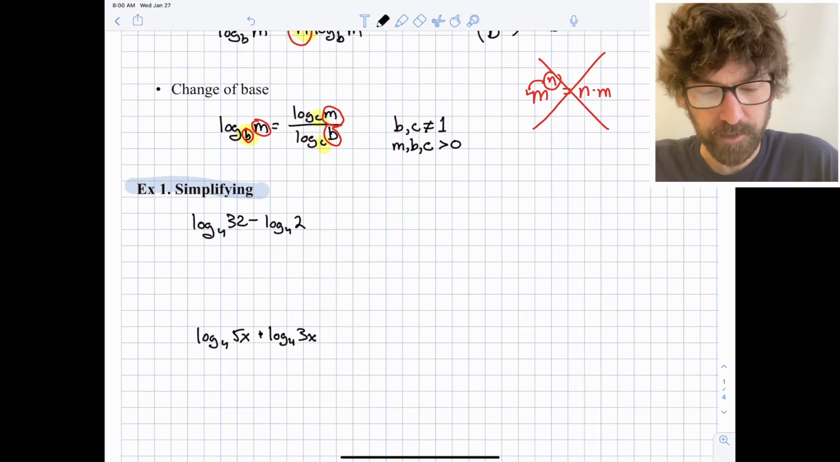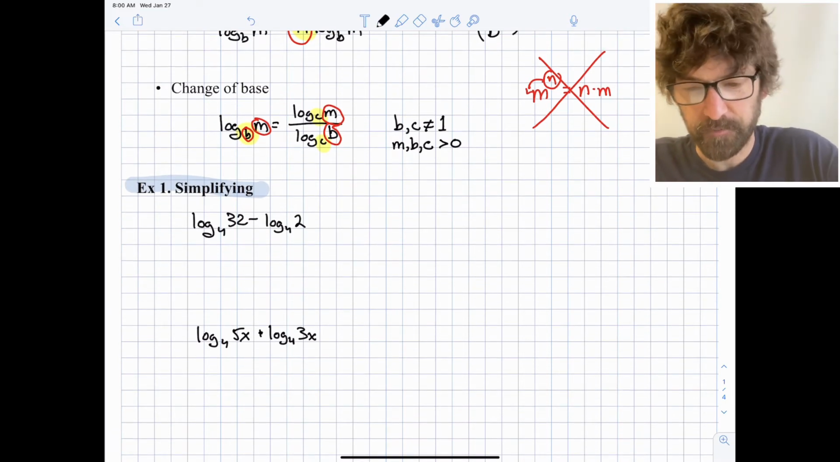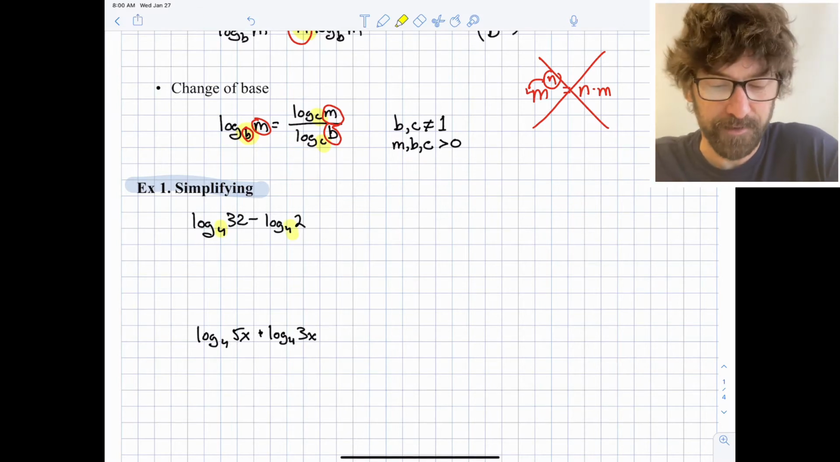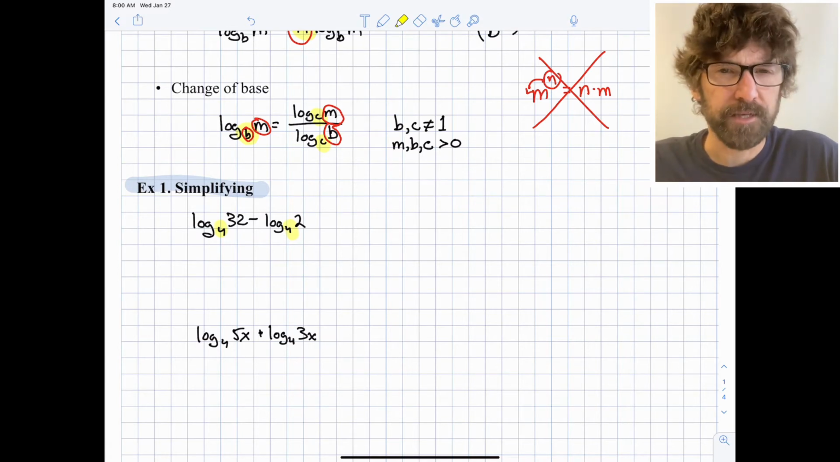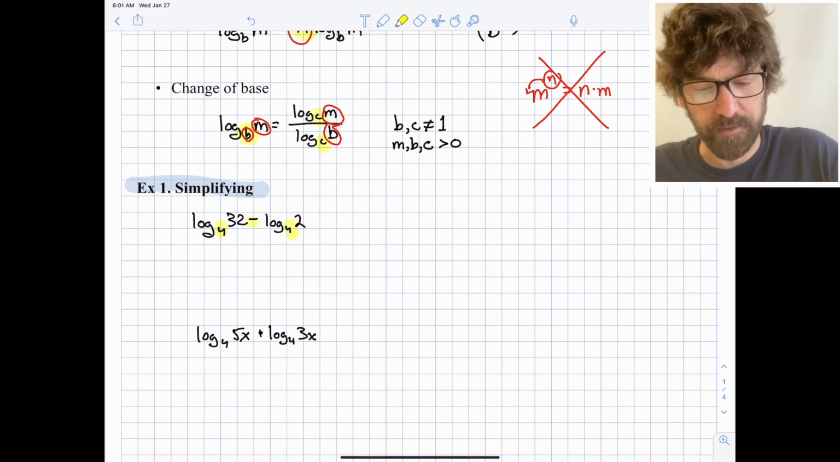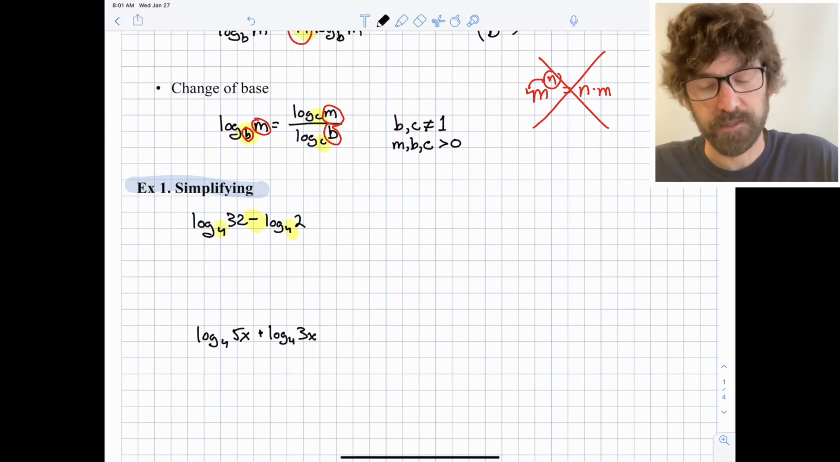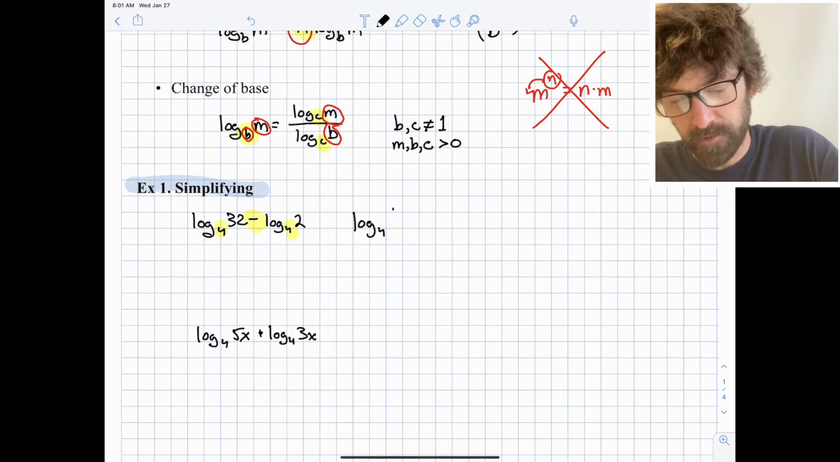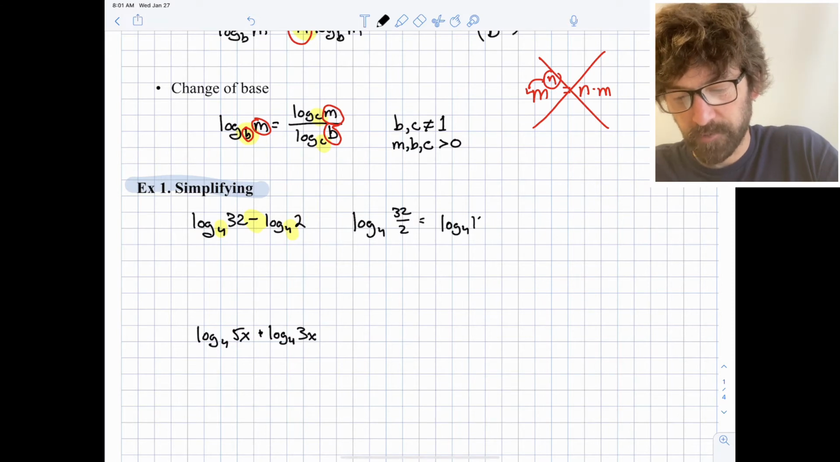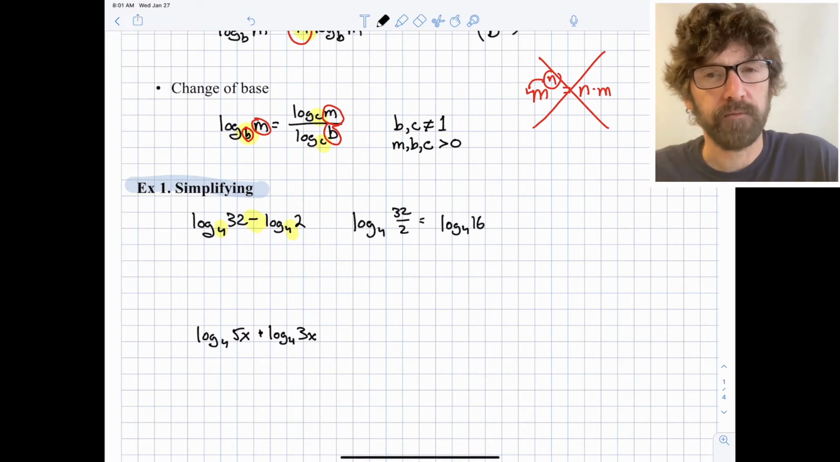So first one, log base 4 of 32 minus log base 4 of 2. Hopefully you can see the bases are the same, and in this case it effectively means that we don't need to worry about the bases right away. We can simply worry about the subtraction, and we can remember that the difference of two logs is the log of a quotient. So this is going to equal log base 4 of 32 over 2, which is log base 4 of 16.